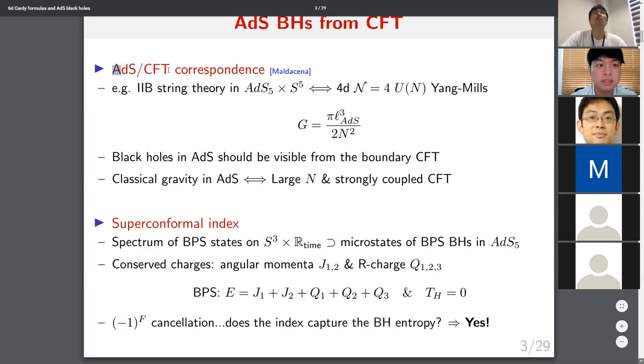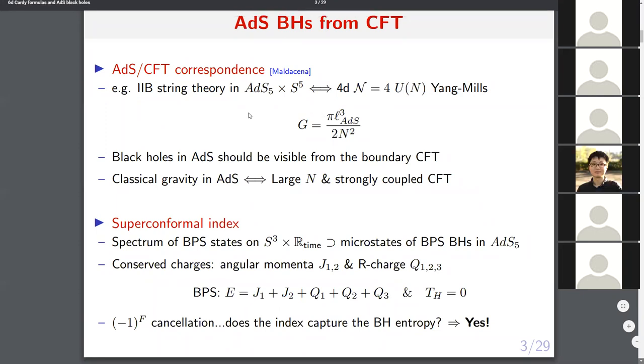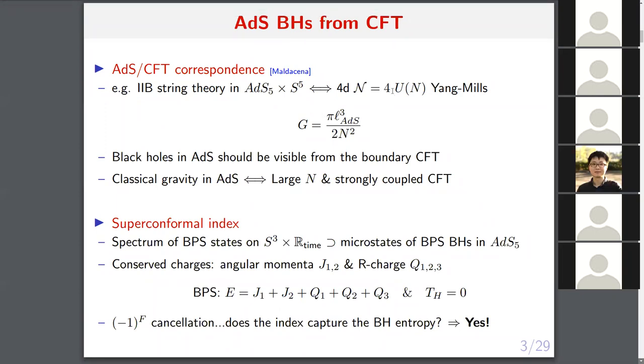The most famous example of this AdS/CFT correspondence is the correspondence between type IIB string theory in AdS5 times S5 and the 4D N=4 U(N) super Yang-Mills theory. On the bulk AdS5, the Newton constant G is inversely proportional to the N squared of this boundary CFT. The AdS/CFT correspondence states that those two theories share the same Hilbert space, so it is natural to expect that the black hole microstates in AdS should be visible from the boundary CFT.